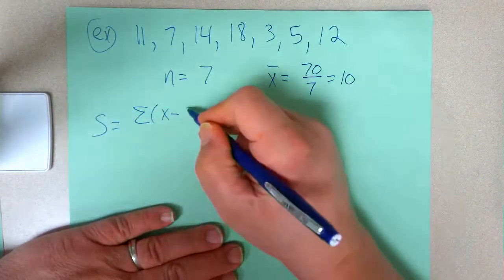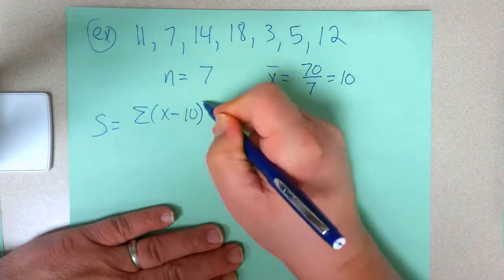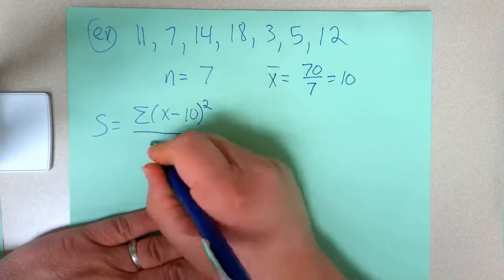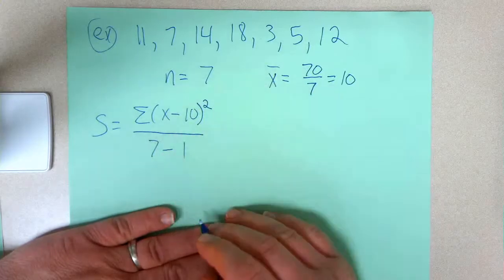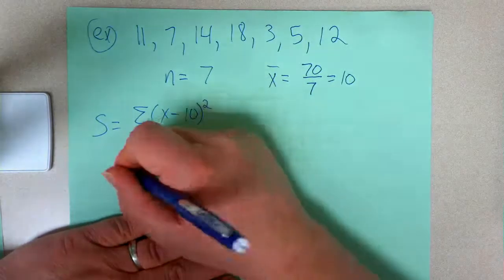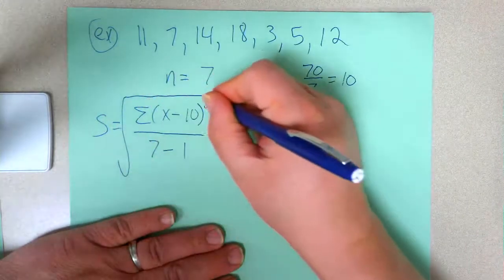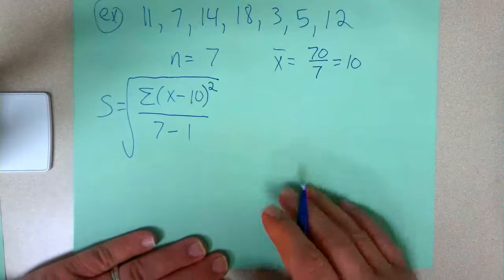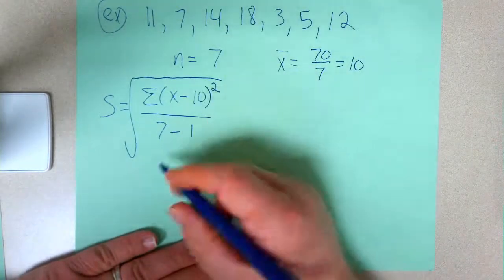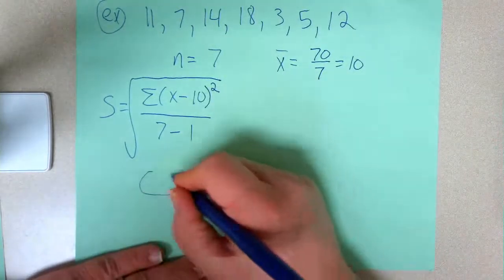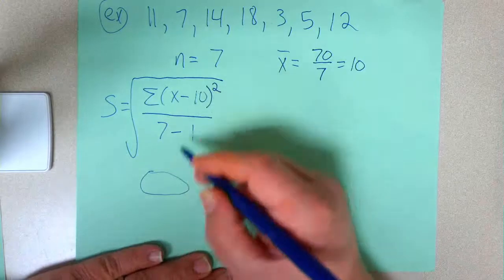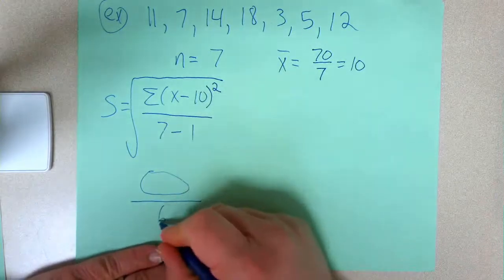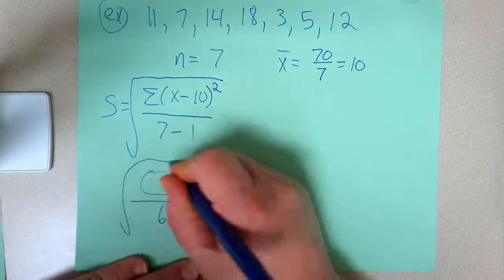So now, plugging these into the formula for s, I get the sum of x minus x bar, which is 10, squared, all of that divided by 7 minus 1. And then I'm going to take the square root of that, and that's going to be my sample standard deviation. So again, the tricky thing is that top sum there, so I'm going to put a light circle, and when I find that using the table, I'll plug it into the circle. And then 7 minus 1 is 6, and then I take the square root of that.